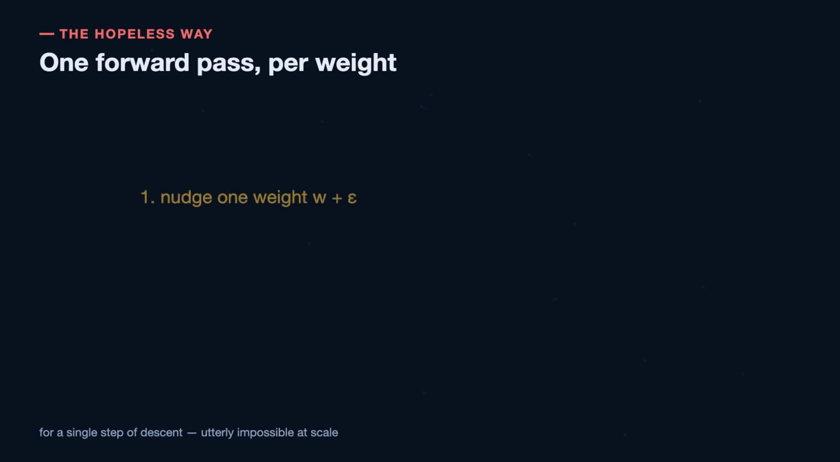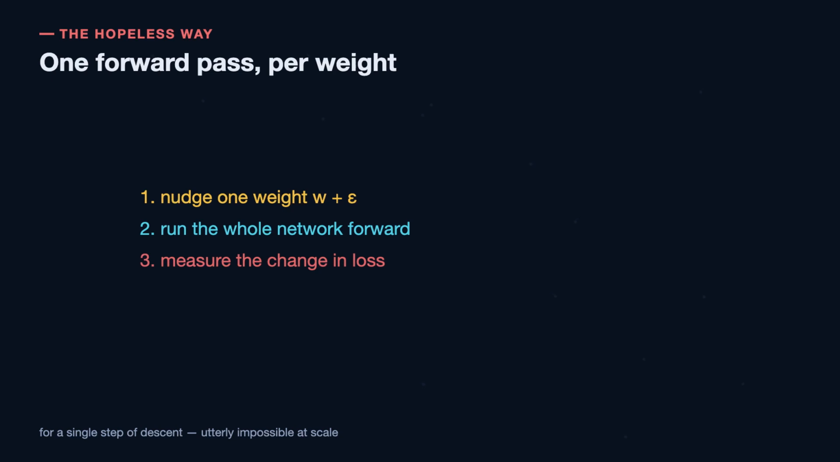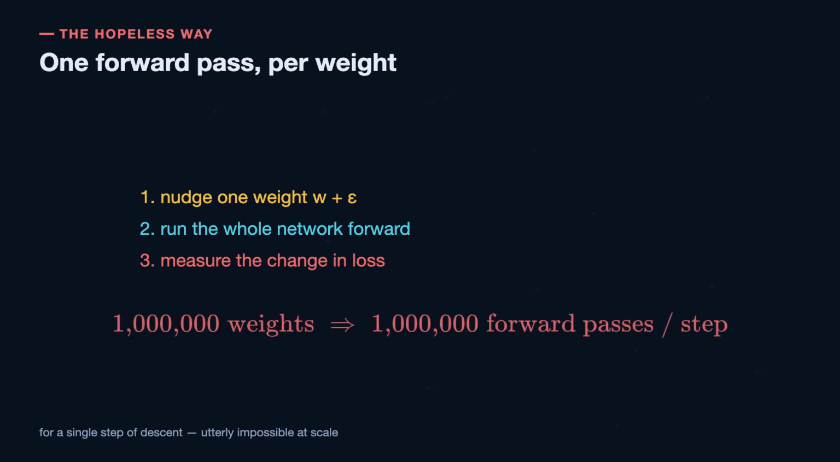The obvious approach is hopeless, and it is worth seeing why. Take one weight, nudge it by a tiny amount, run the entire network forward, and measure how much the loss changed. That gives you one derivative, but it cost you a full forward pass through the whole network. Now multiply that by 1,000,000 weights: 1,000,000 forward passes for a single step of descent. It would take an age. We need every gradient from almost no work at all.